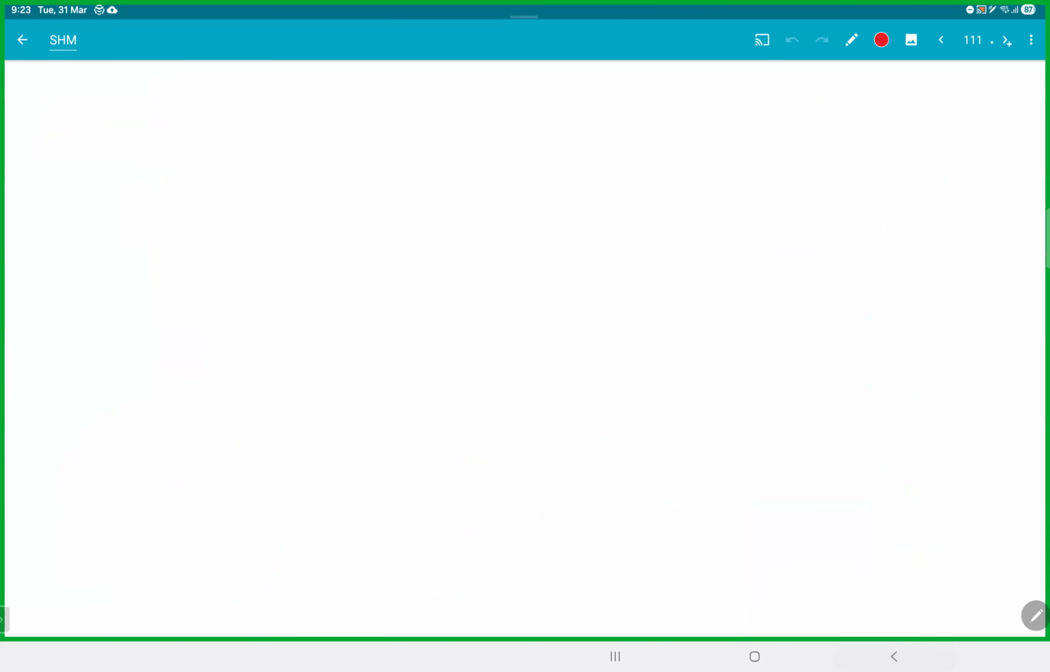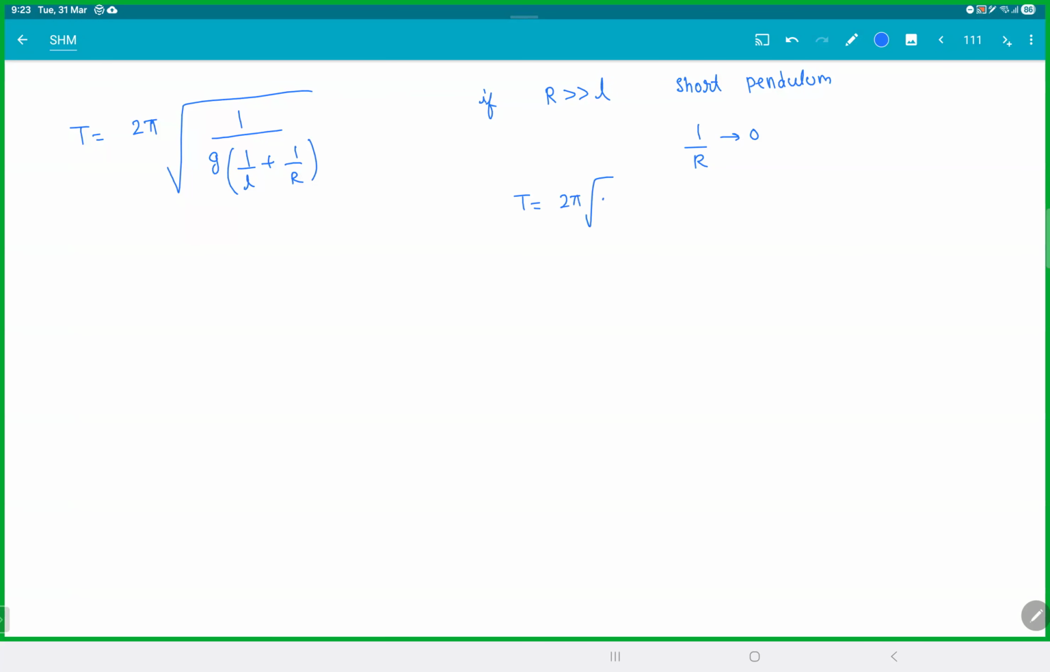Now, this formula, I would strongly recommend you remember this: 1 by L plus 1 by R. Now, look at this formula here. If your radius is much, much greater than L, basically it is your short pendulum, then 1 by R will tend to 0 because the radius is very, very big. Then your time period becomes 2 pi root over L by g. This is the first formula which we derived.